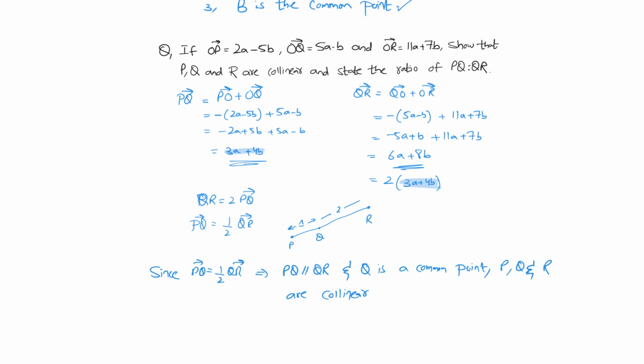And the next thing that you have been asked is the ratio of PQ to QR. So if PQ is 1, then QR is 2, that's the ratio. Because PQ was half of QR, for the ratio you can find it like this: PQ is going to be 1 unit, QR is going to be 2 units.